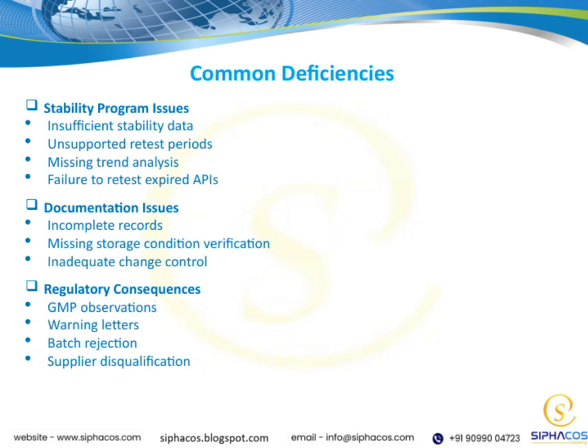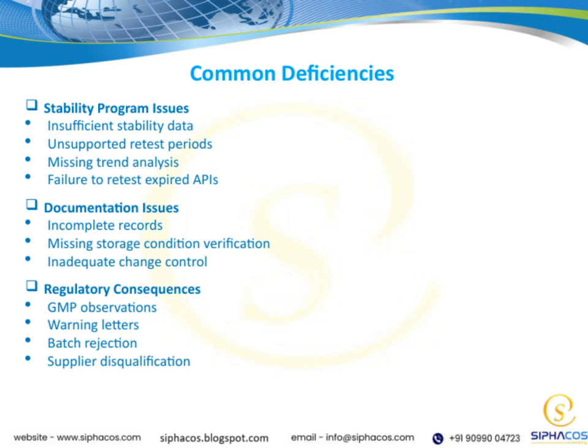When it comes to stability programs, there are some common pitfalls we see again and again. Not having enough stability data, relying on unsupported retest periods, skipping trend analysis, or failing to retest expired APIs, these all put the program at risk.